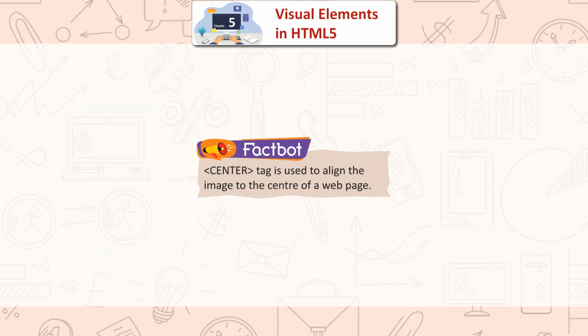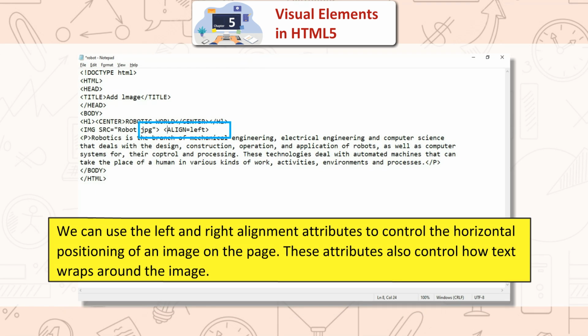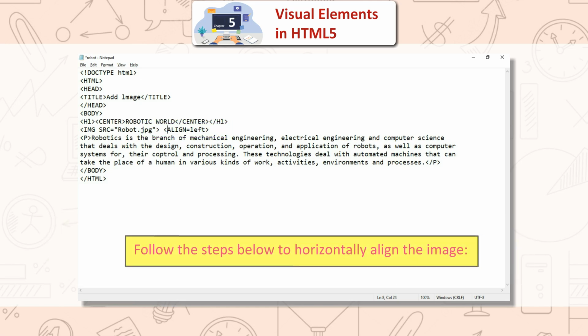Factbot. Center tag is used to align the image to the center of a web page. Aligning image horizontally. We can use the left and right alignment attributes to control the horizontal positioning of an image on the page. These attributes also control how text wraps around the image.